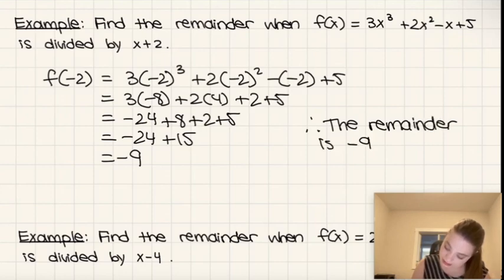And so therefore, the remainder is negative 9. And so therefore, x plus 2 is not a factor of 3x cubed plus 2x squared minus x plus 5. And yes, we could have figured that out by doing long division or synthetic division, but this was a lot faster. So this is a nice way to quickly figure it out.